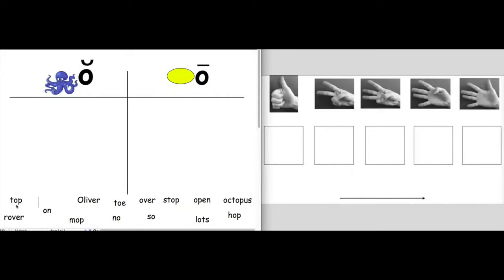Let's start right here with this word. Top. Top. Let's break it up. T, a, p, top. Can you use your hands? T, a, p, top. Fantastic. Let's write it in. T, a, p, top. Great job. I hear a short O sound right here. T, a, p, like octopus. We're going to move this right up here. Top. And we're going to get rid of these now.